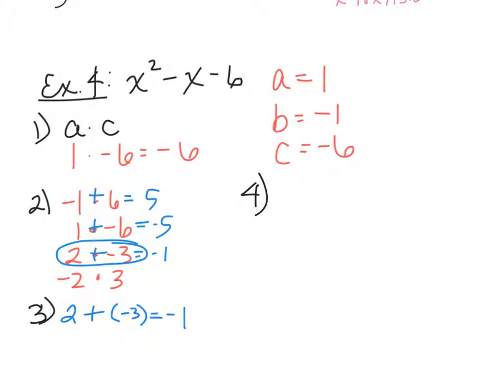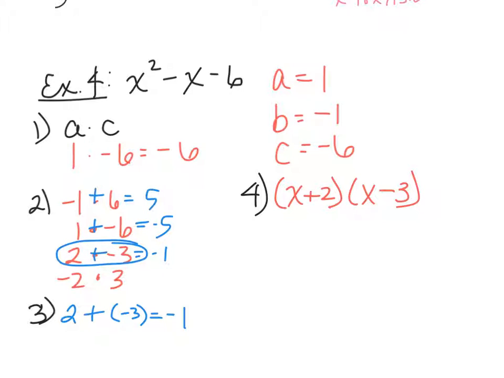So step 4. What are my factors, Emmanuel? Can you help me out? What am I going to write? If 2 and -3 are my factors for -6, what are my binomial factors? X plus 2, and x negative 3, you got it.